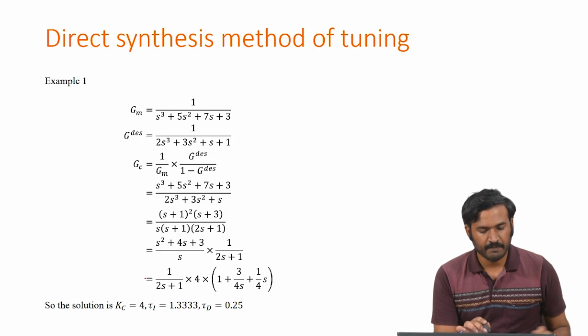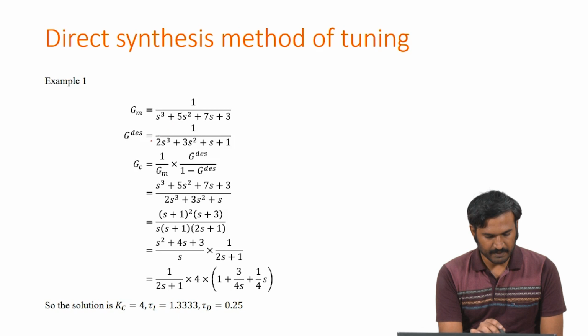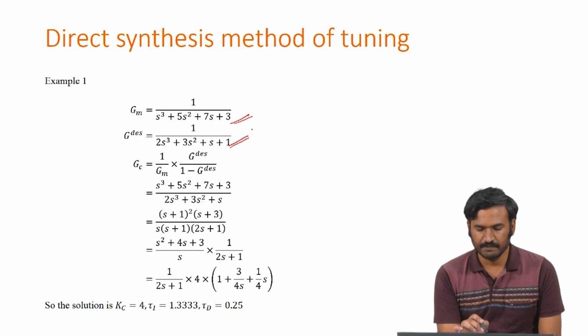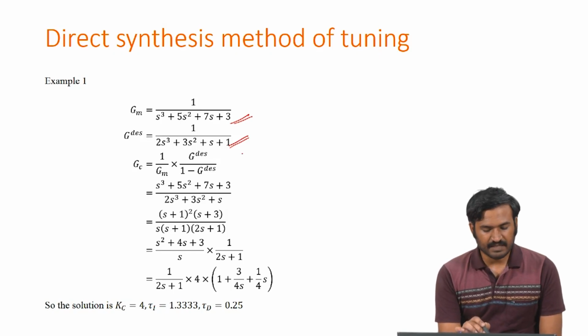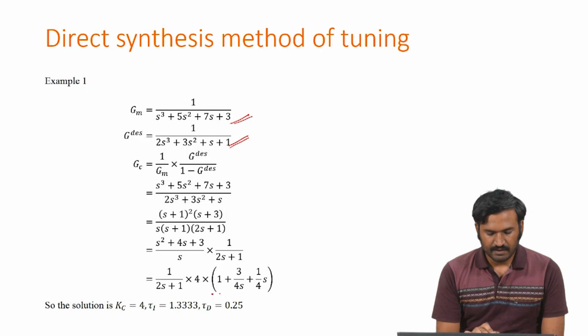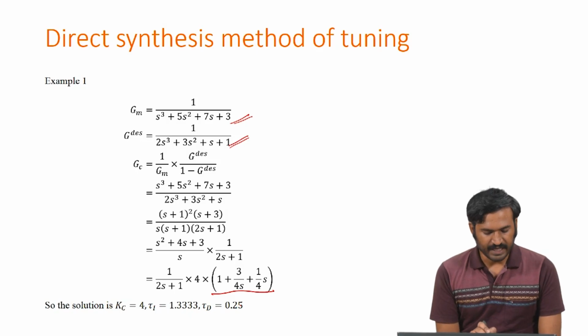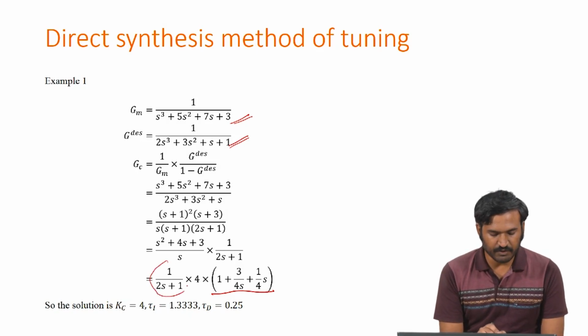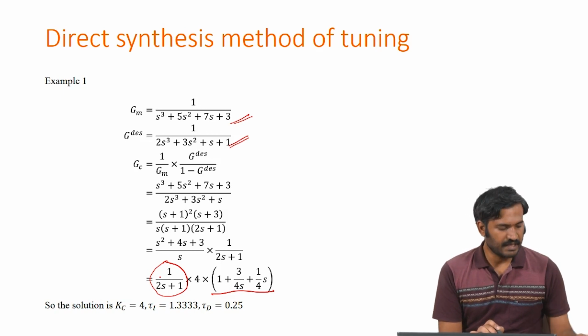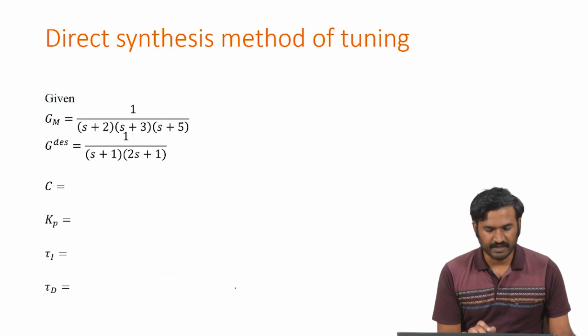This is an example where we specify both GM and G desired as having the same order of denominator, and based on the definition GC equals 1 by GM times G desired by 1 minus G desired, we compute the controller calculations, and we find that Kc is 4, tau I is 1.33, tau D is 0.25, but still we have this 1 by 2s plus 1, which we call a filter transfer function, and use this in addition to the controller we specify.